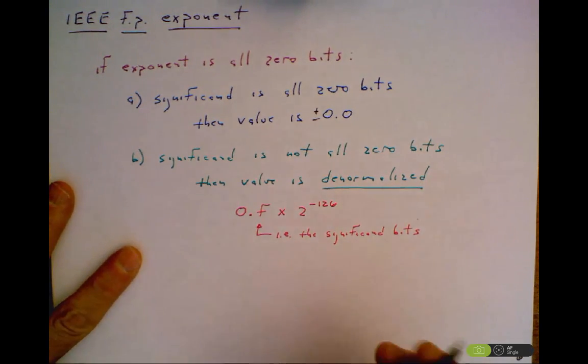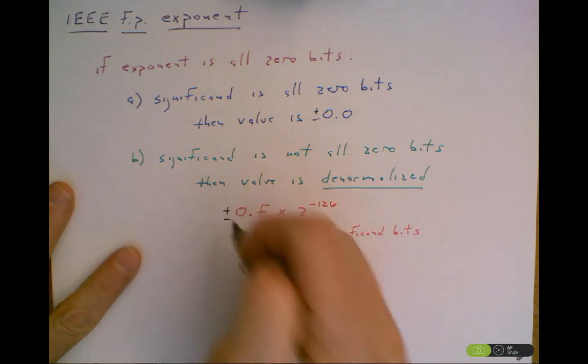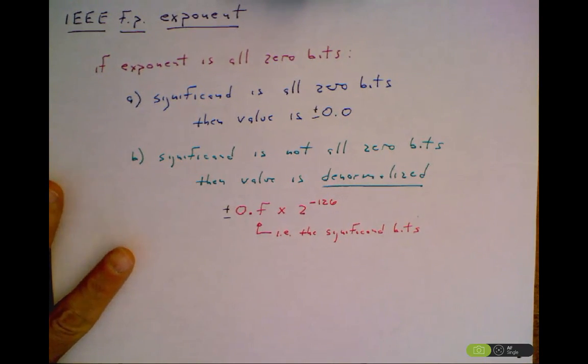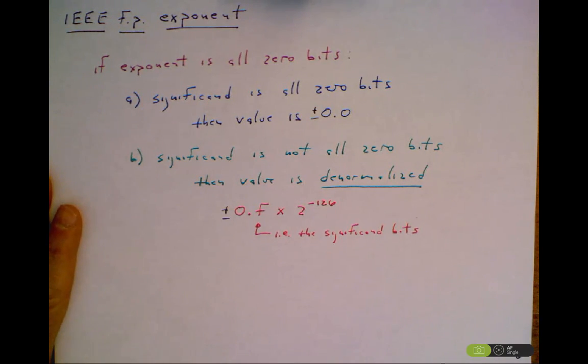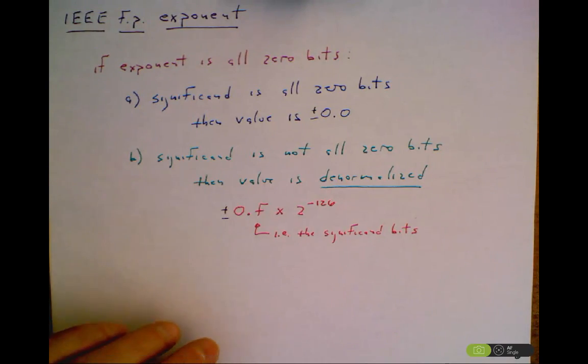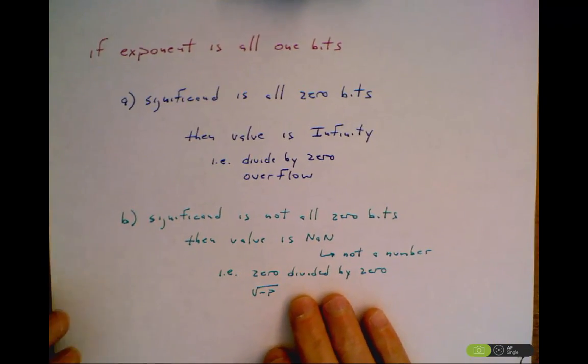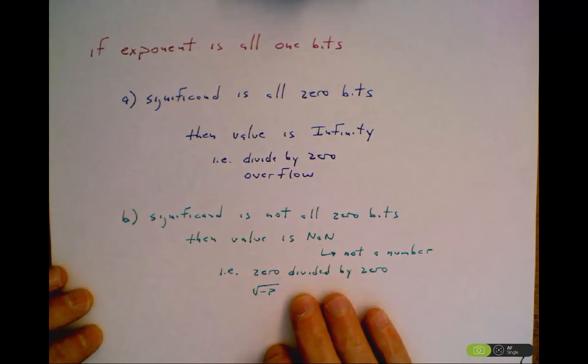And that's on either side of 0. Again, I should really have a plus or a minus here, because the sign bit could be either set or not set. So again, the trick here is to allow a few denormalized values and get a few more values that are very close to 0. Okay, so that's one bit pattern, where the exponent bits are all 0.